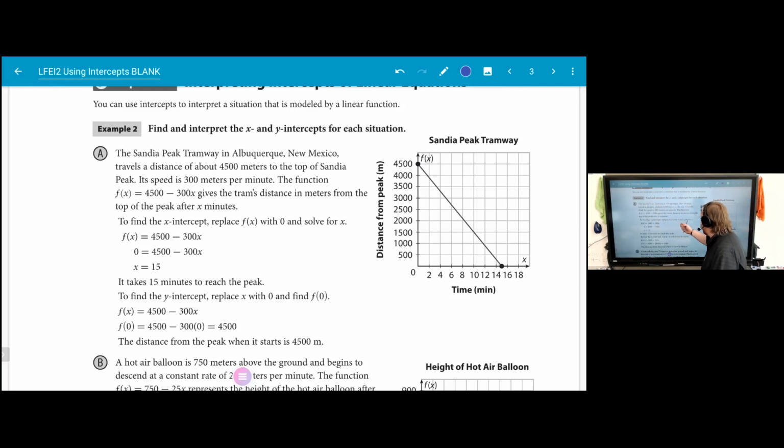If we try to find the x-intercept, replace f of x and solve. 0 equals 4,500 minus 300x. This would be negative 4,500 equals negative 300x. Divide both sides by negative 300, and x is 15. 15, what does 15 mean? Because that's down here, right? In other words, at 15 minutes, I am 0 meters from the peak.